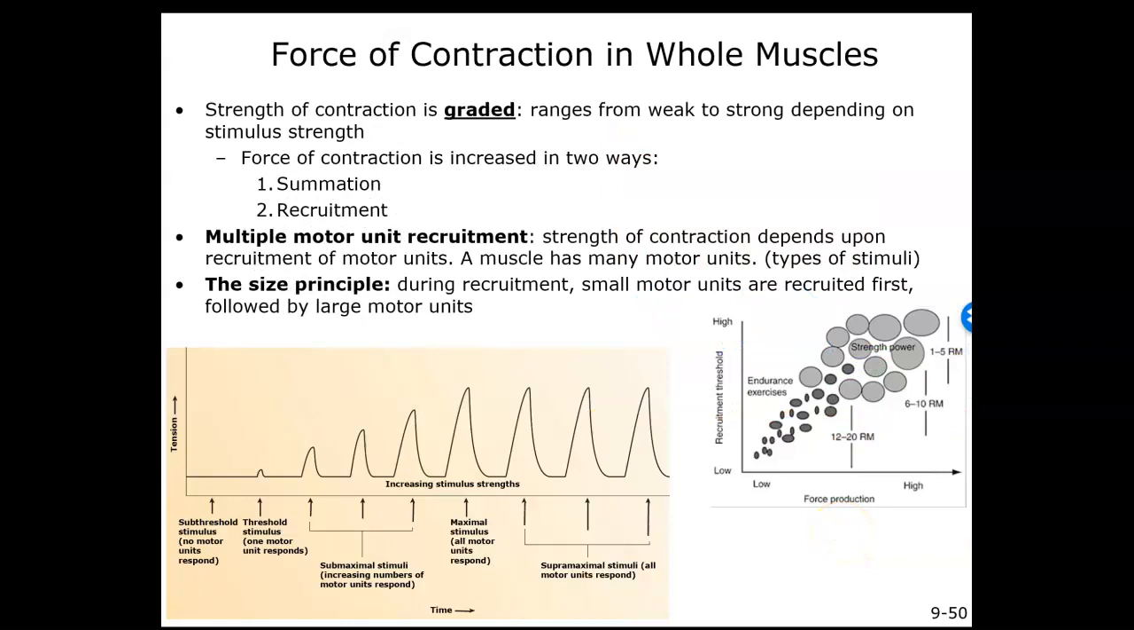So I know we've talked extensively about summation and recruitment, but I also wanted to add in the size principle here. While we are recruiting, the smaller motor units, which are represented by these darker pigmented ovals and circles, are going to be recruited first. And then as we move along, we are going to recruit larger motor units in order to gain strength and power, whereas we use the smaller motor units more for endurance exercises.